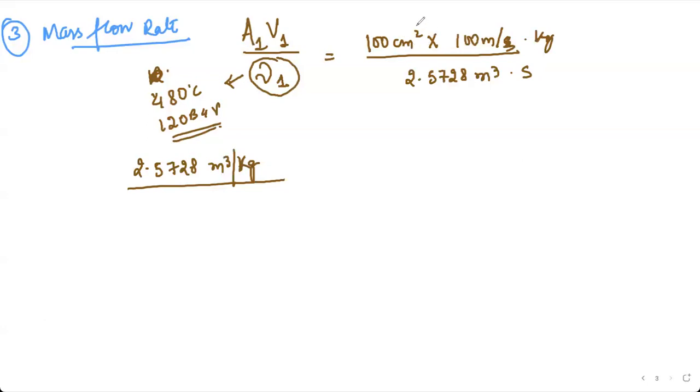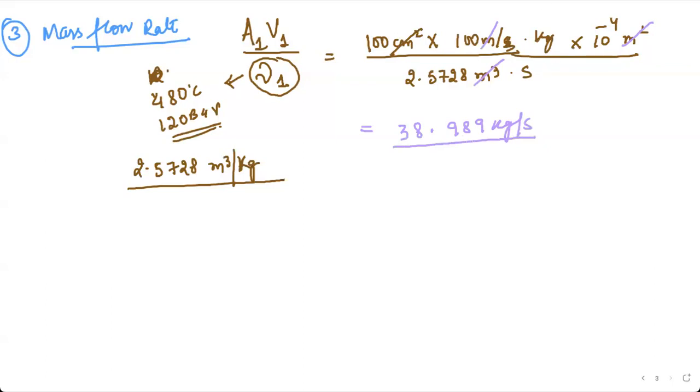The centimeter square has to be converted to meter square, so we need to multiply it by 10 raised to the power minus 4. On solving this, the meter cube gets cancelled out with meter cube, and kg per second will be the unit. On solving this with your scientific calculator, you will get the value as 38.987 kg per second. So this is your mass flow rate. With this, we solve the third part of the question.